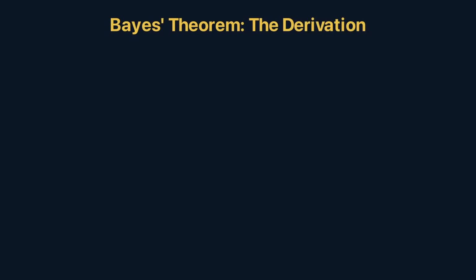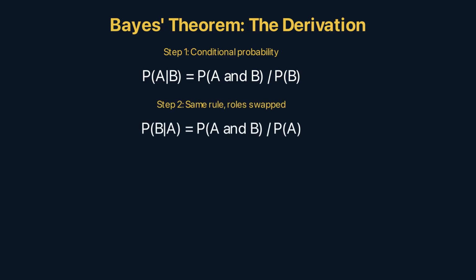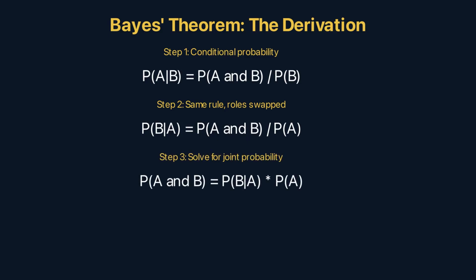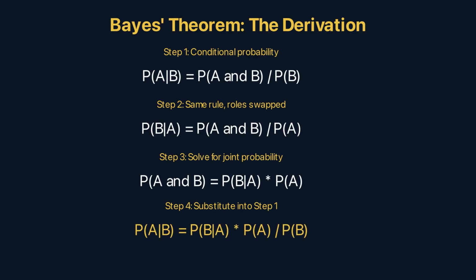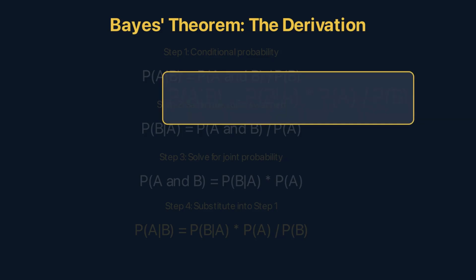Bayes' theorem falls directly from the definition of conditional probability. P of A given B equals P of A and B over P of B. P of B given A equals P of A and B over P of A. Solve for P of A and B from the second equation and substitute into the first. P of A given B equals P of B given A times P of A divided by P of B. Rename: posterior equals likelihood times prior divided by evidence.